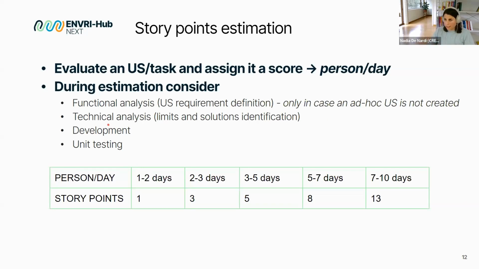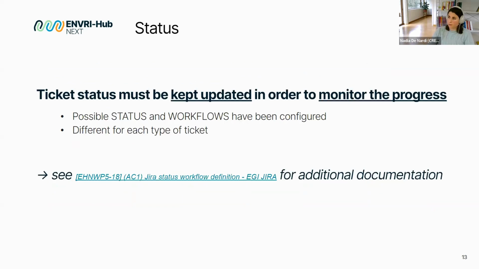Okay, so in this case, all these things you will consider only if you create only one user story for one requirement. Functional analysis, technical analysis or design, development, and unit testing. And then you will give the story points value to the ticket. It's another label in the details, and we will see it later.